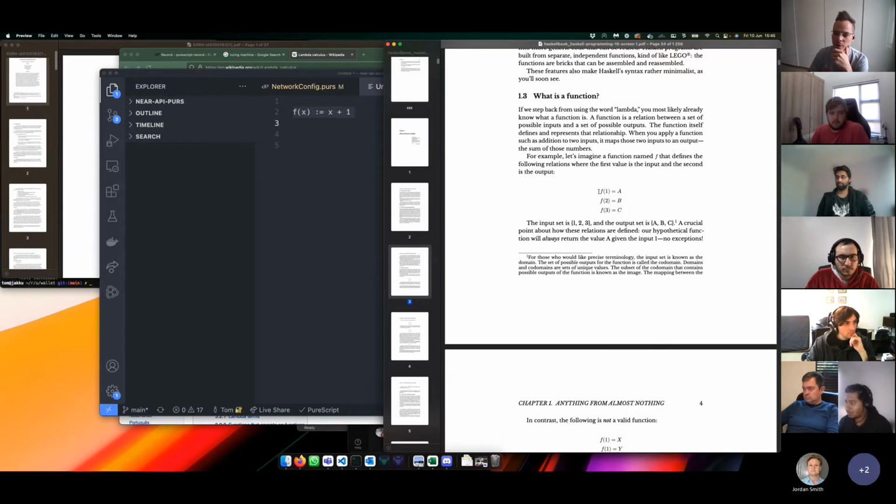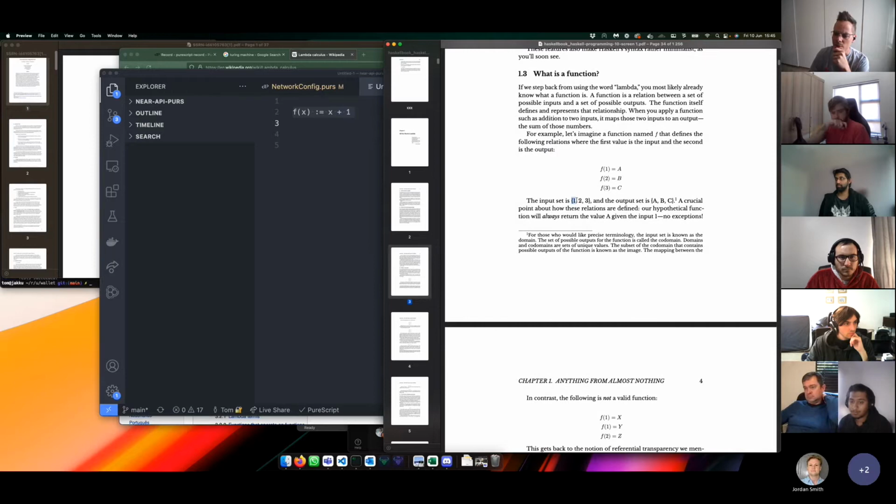So for example, let's imagine a function named f that defines the following relations, where the first value is the input and the second is the output. The input set is 1, 2, and 3. The output set is a, b, and c. We get it, right? So f of 1 equals a, f of 2 equals b, f of 3 equals c. We're not sure what a, b, and c are yet, but we know that 1, 2, and 3 are elements. So this would be f of x equals y, and that's the result.